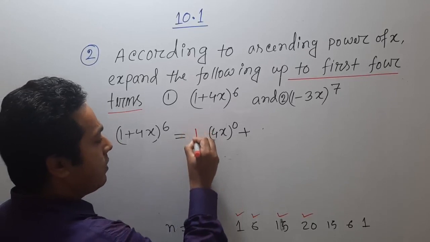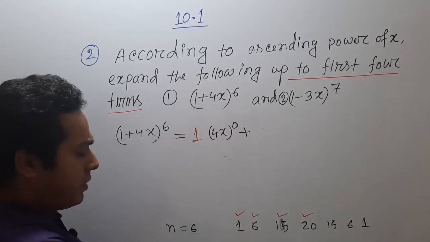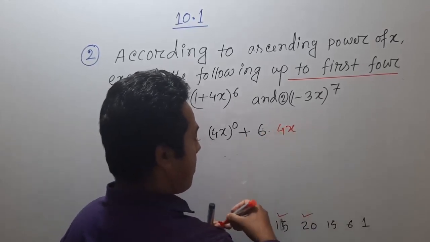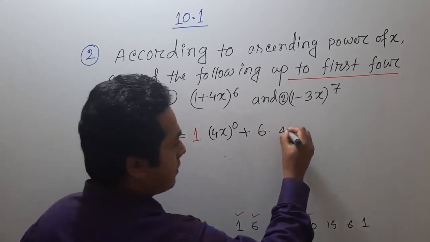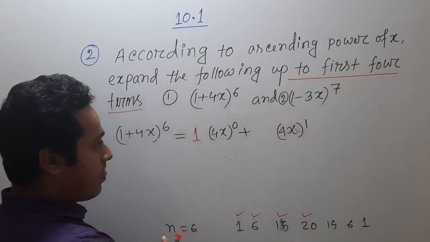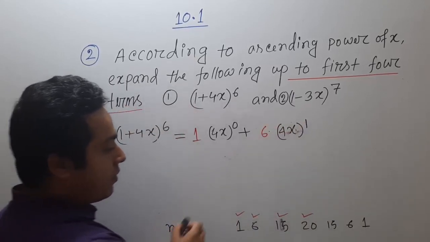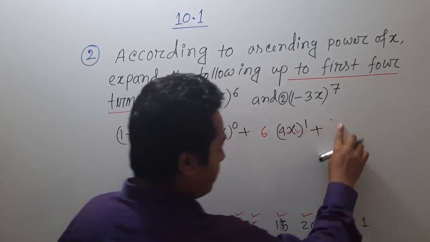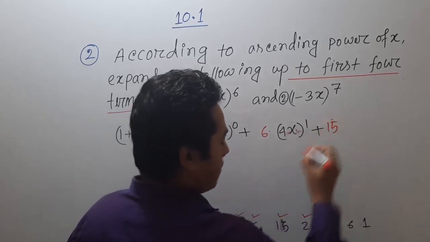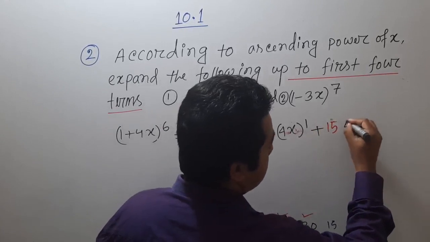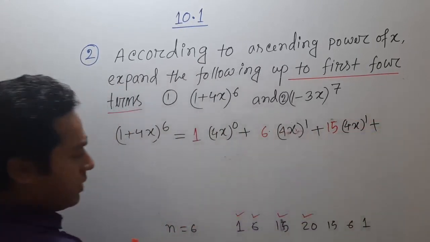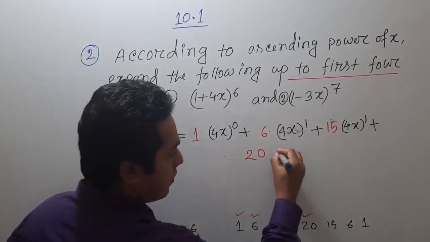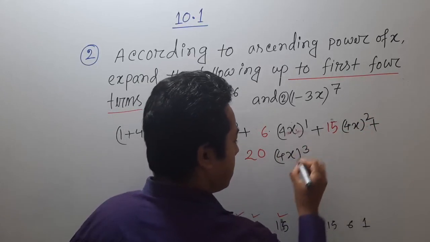The first coefficient is 1 and the term is (4x)^0, and the second coefficient is 6 and the term is (4x)^1. Then the next coefficient is 15 with (4x)^2, and the last one is 20 with (4x)^3.